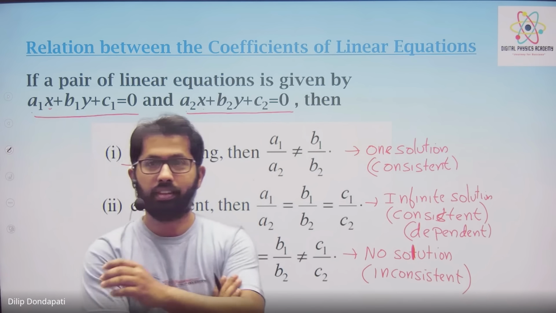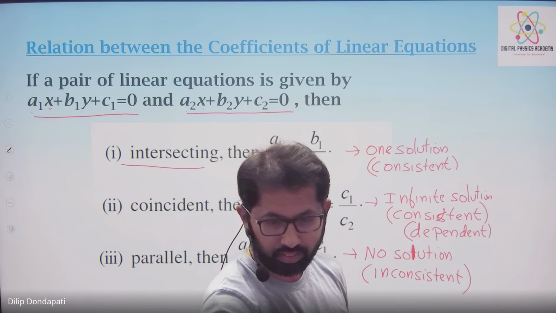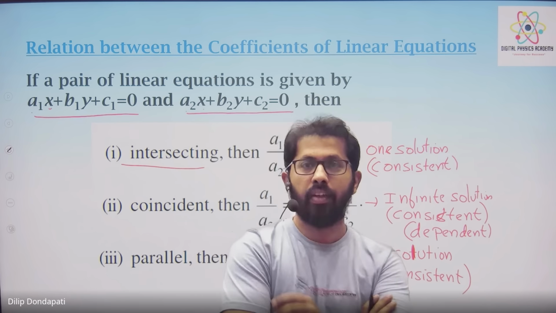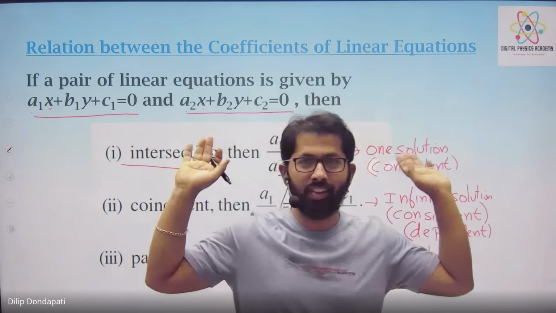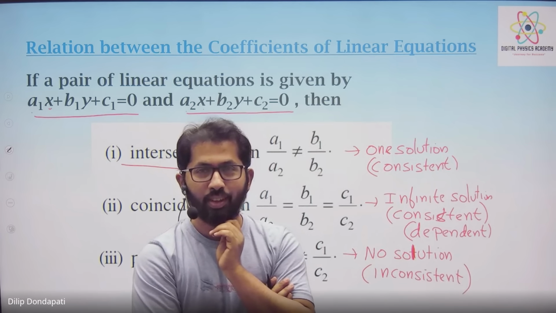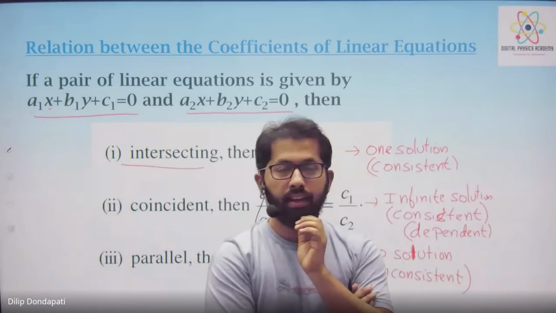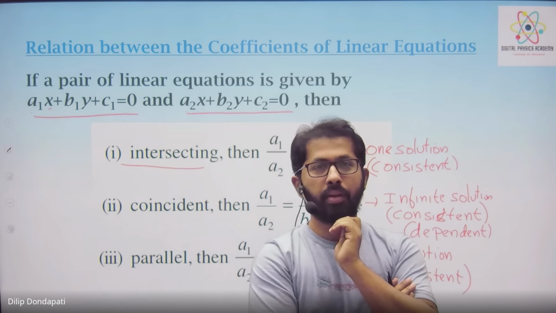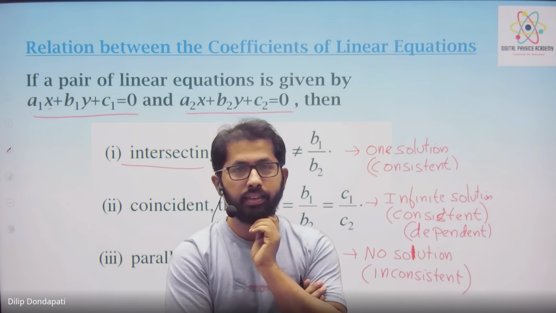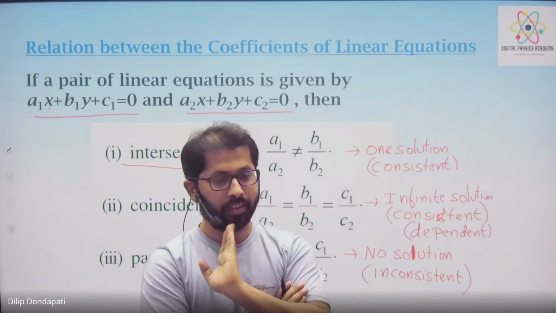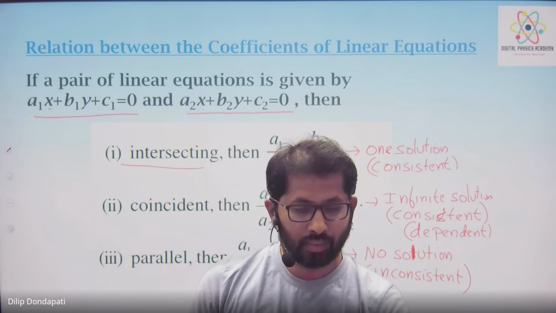Okay, tell Shravya. Yes, sir. Tell the intersecting condition without seeing below. Sir, A1 by A2 is not equal to B1 by B2. Yes. Hasika, tell parallel. A1 by A2 is equal to B1 by B2, but not equal to C1 by C2. Yes. Abhiram, for coincident. A1 by A2 is equal to B1 by B2 is equal to C1 by C2. Yes.